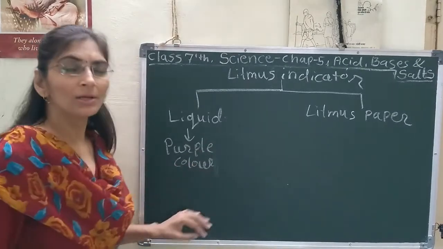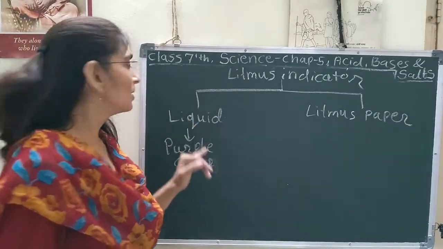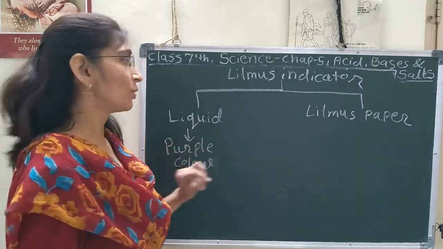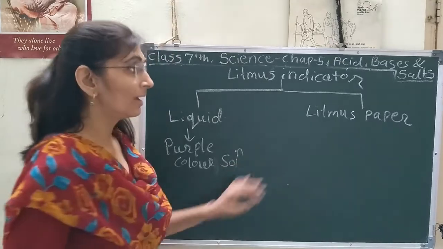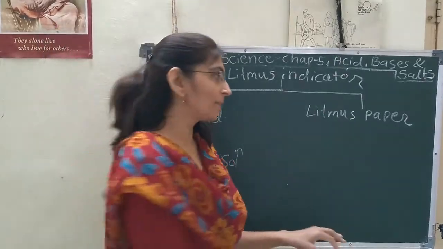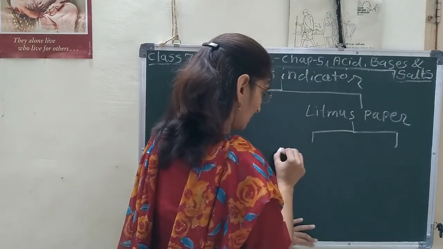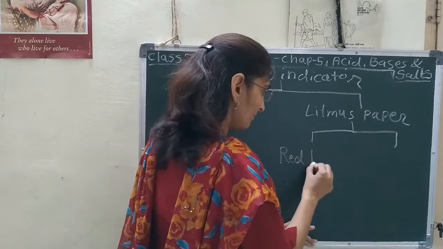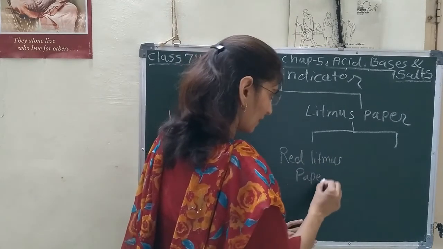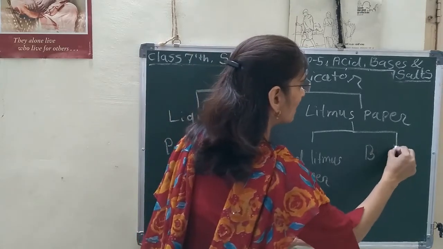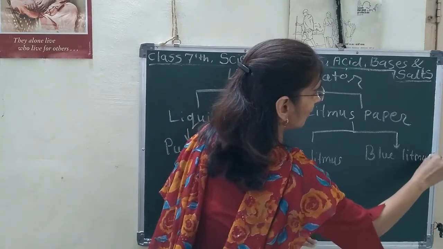Purple color. Okay. So when we dissolve that extract in distilled water, it will give purple color. The solution is of purple color. And the litmus papers are also of two types. One is red litmus paper, and another is blue litmus paper.